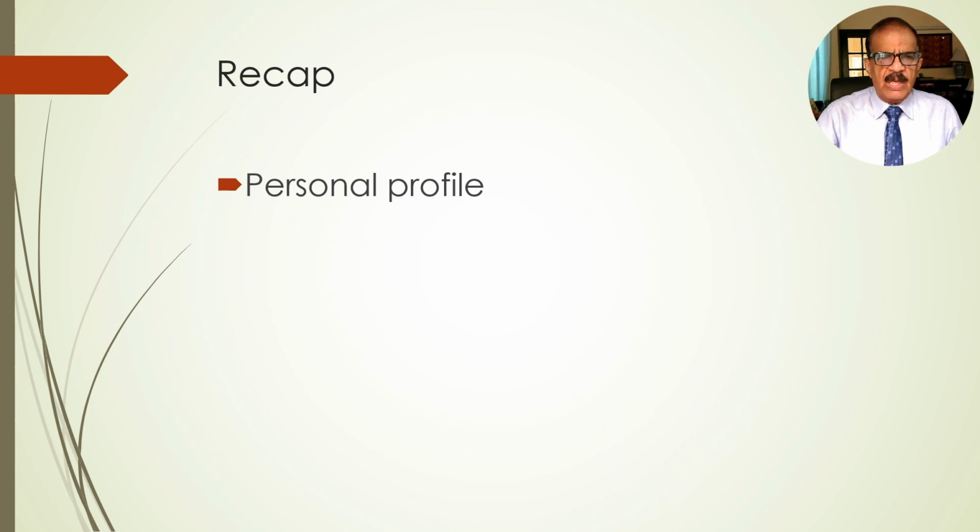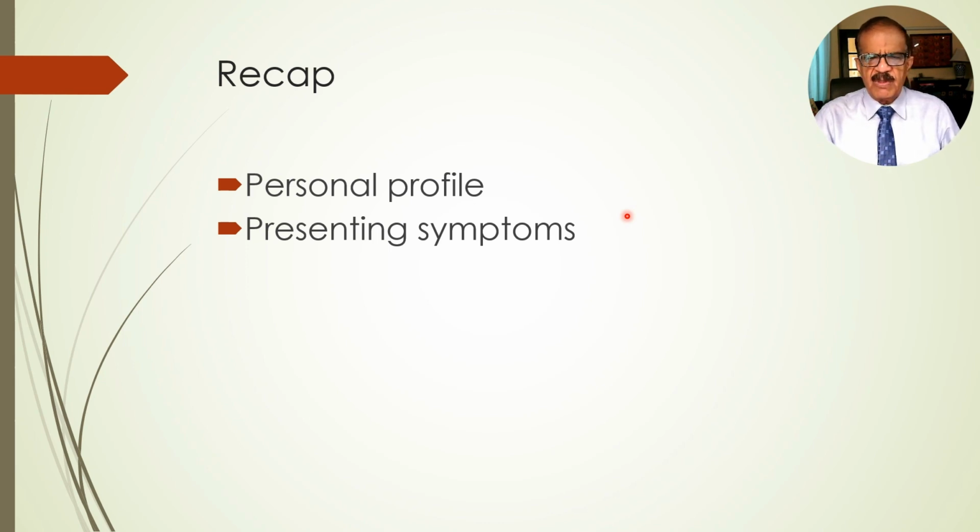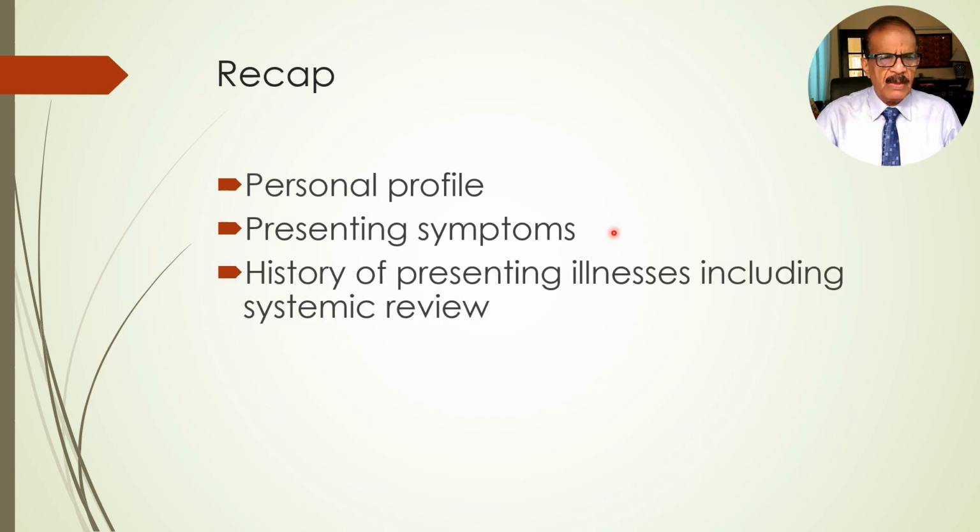First of all, we record the personal profile, which includes the patient's age, gender, date of birth, address, and maybe a phone number, just to identify that person. And then we note down the presenting symptoms. I told you there could be 1 or 2 or 3 or max 4. You just list the name of the symptom and the duration. Further details are given in the history of present illness.